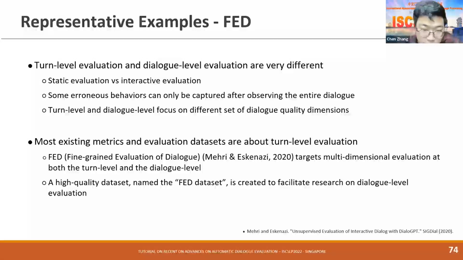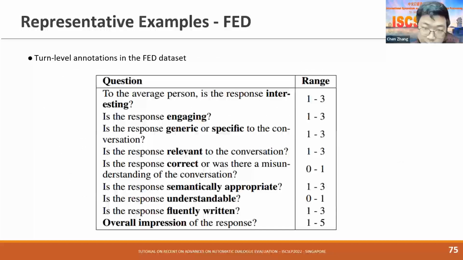So I will go into the FED data set. First, this same group of researchers from CMU collect dialogues, like interactions between humans and a state-of-the-art dialogue system from Google, or human conversations. They annotate the interaction both at the turn level and dialogue level. At turn level, there are 9 different dimensions they annotated. Here is the score range. 1 indicates, for example, the response is not interesting, and 3 indicates it's very interesting. That's the annotation at the turn level.